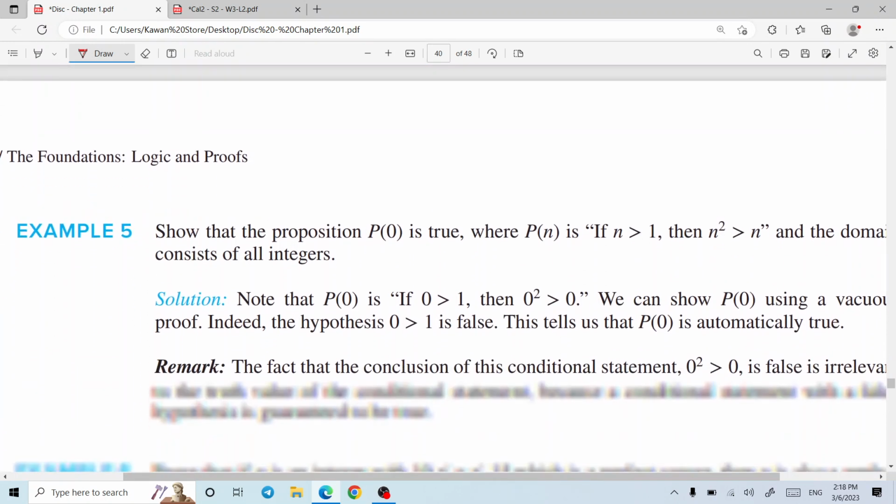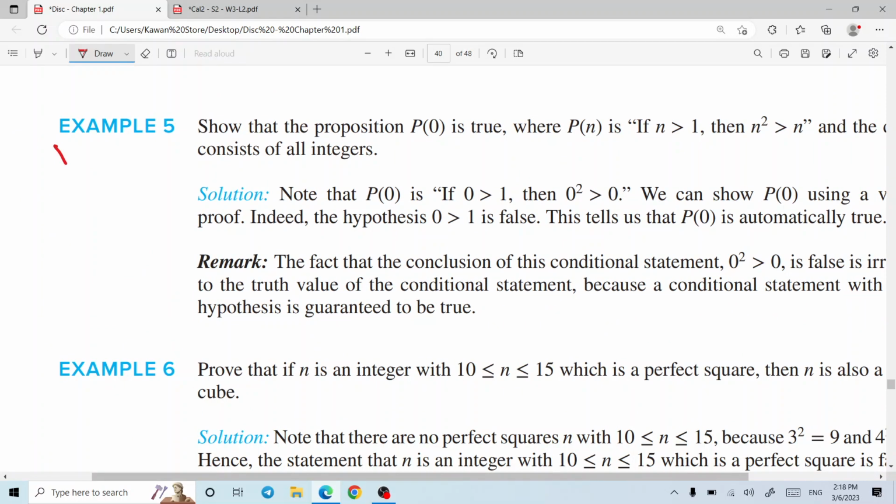Okay. Example number 5, I'm going to leave it for you as homework. But you cannot understand example 5 without example 6. So kindly be with me to understand that one, then you can solve example number 5. Understood? Yalla.